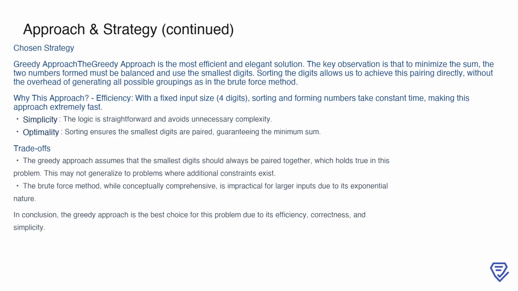Its efficiency is unbeatable since the input size is fixed, all operations, including sorting and forming the numbers, run in constant time. Additionally, the simplicity of the logic makes it easy to understand and implement. While the greedy approach does assume that pairing the smallest digits together always yields the optimal result, this assumption holds true for the given problem constraints. In contrast, the brute force method, though comprehensive, is impractical due to its exponential nature. Overall, the greedy approach is the best choice, balancing efficiency, correctness, and simplicity.